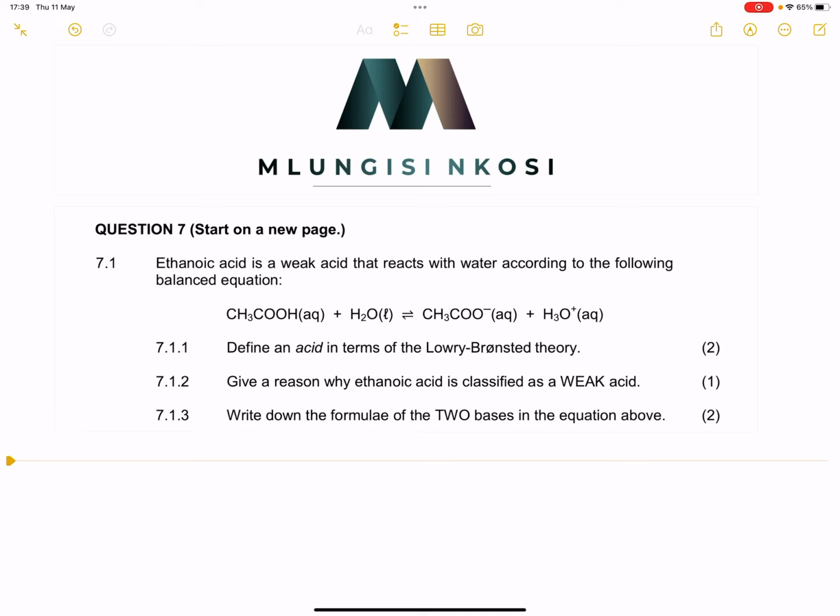All right. And we are going to be looking at acids and bases this time around. Let's get right into it.